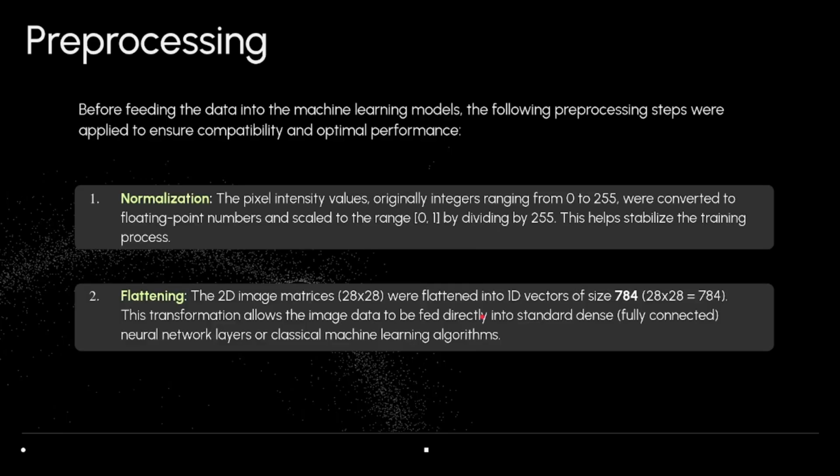So for the pre-processing part, we have the normalization, which consists of dividing the grayscale by 255, which converts the image into a scale of 0 to 1. And the flattening part is converting the 28 by 28 into a 1D vector of 784.